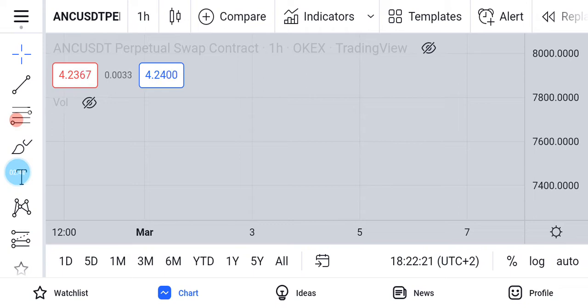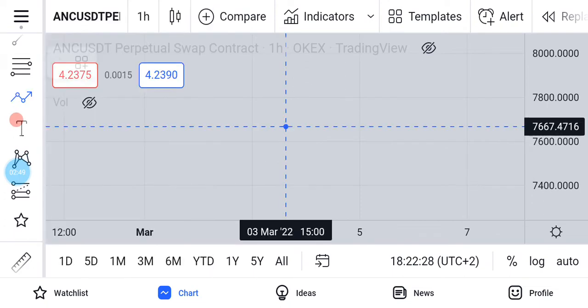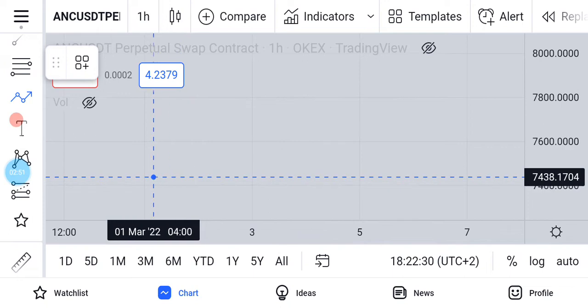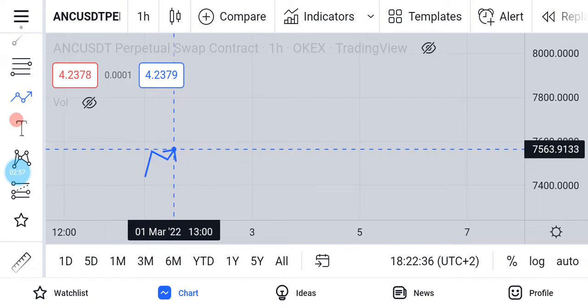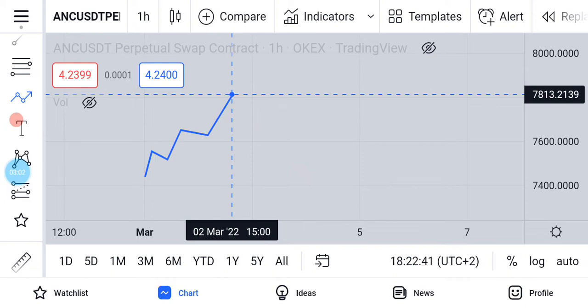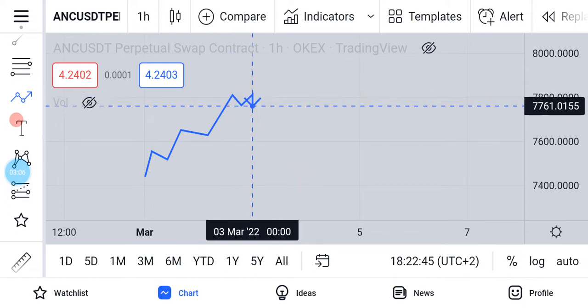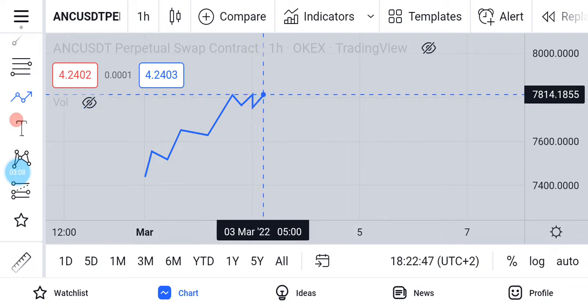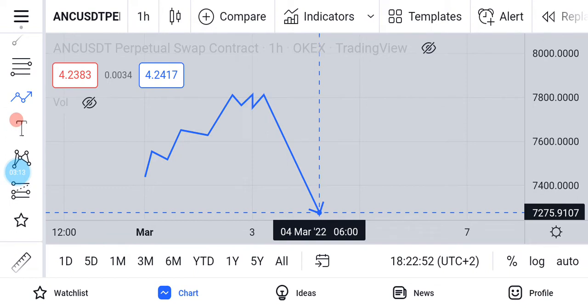Okay, let us draw a supply zone. You can find that maybe it's something like this. The market was moving up, it was a good uptrend. Then we had a consolidation at the top, something like this. Then after that, boom, a strong drop in price.